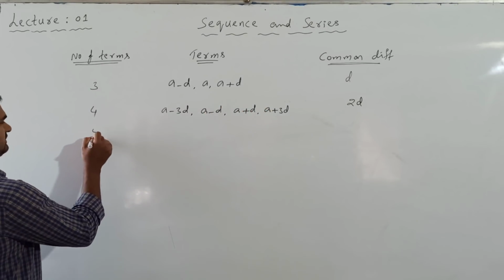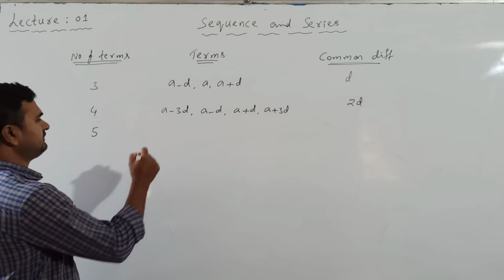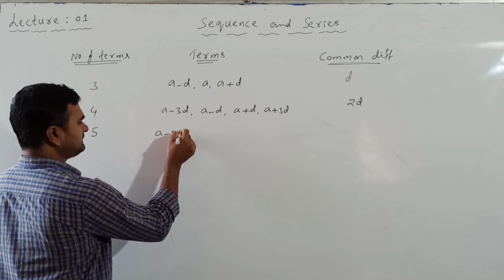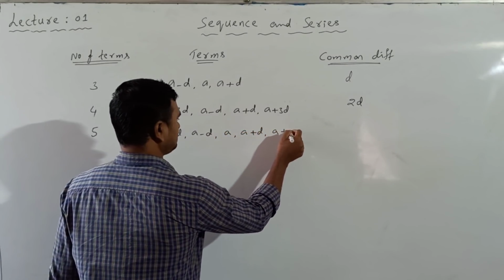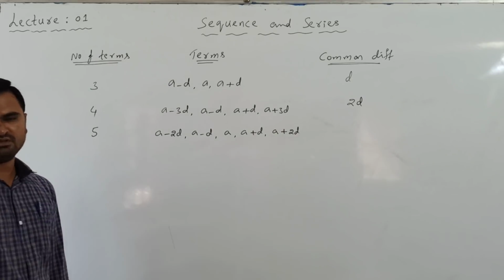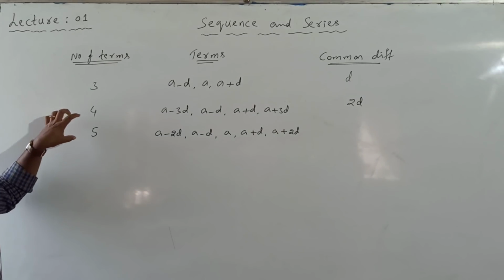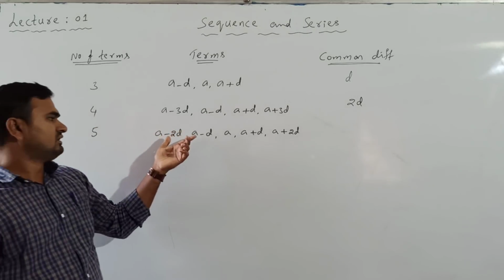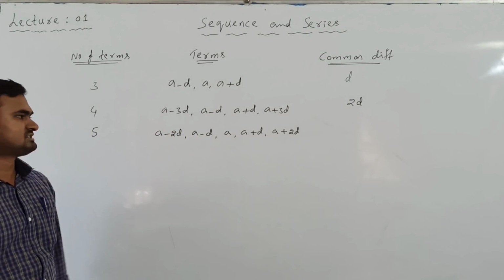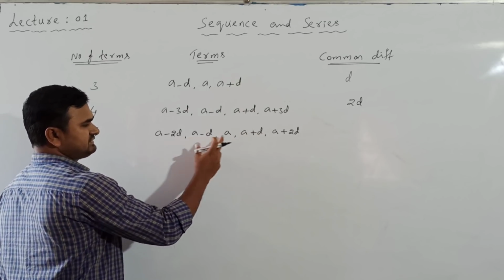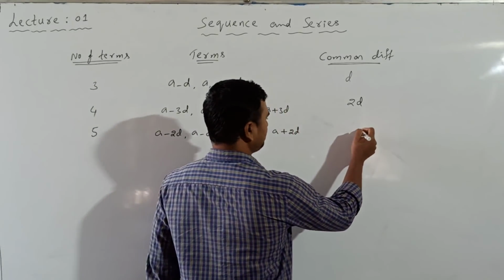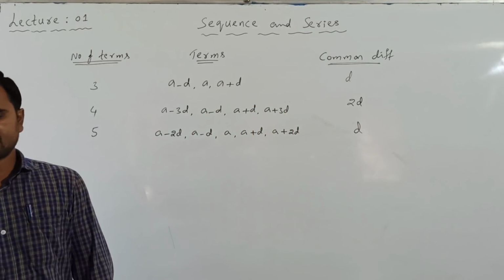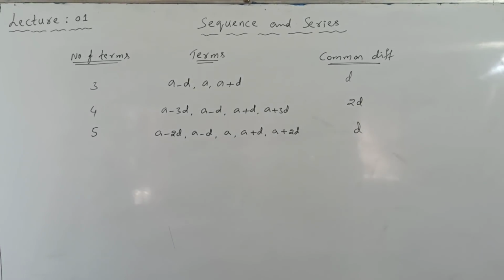If five terms are given in arithmetic progression, then we take the terms a minus 2d, a minus d, a, a plus d, a plus 2d, like this. So we just have to adjust according to how many terms are given. Again you can see the difference is d here, which is the same for all these consecutive terms, so the common difference is d. We can extend up to any number of terms. If 6 terms or 7 terms are given, we can take the terms accordingly.